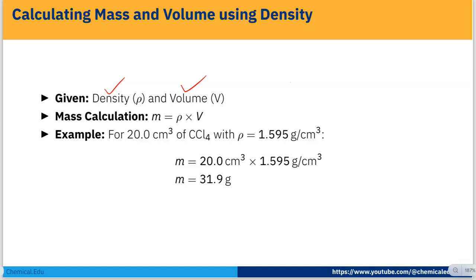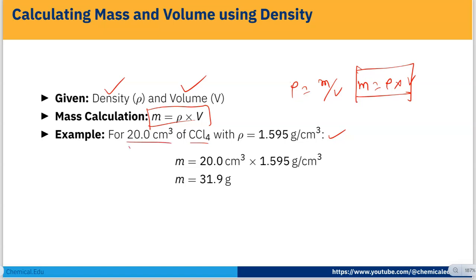We know that density is mass by volume. So mass will be rho into V. Now one example: for 20 centimeter cube of CCl4, density is 1.595 gram per centimeter cube. What will be the mass? This is the volume and this is the density. So volume into rho: volume is 20 centimeter cube and rho is 1.595 gram per centimeter cube. So mass is 31.9 gram.